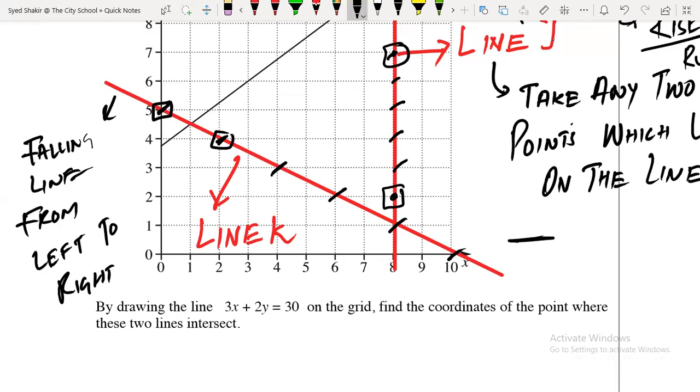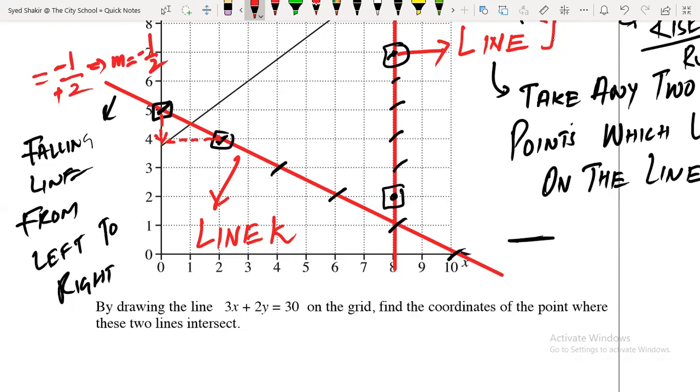After taking 2 points which lie on the line, you need to check the vertical and horizontal distance between the 2 points. Now check the vertical distance. The vertical distance is towards down, so its rise is -1 because it goes 1 point down. And let's check the horizontal distance. The horizontal distance is 2 towards the right, so it's +2. So the gradient of line K is -1/2. It means it has a negative gradient. So a line having a negative gradient must be falling from left to right.